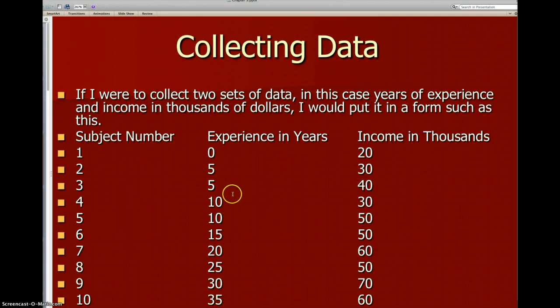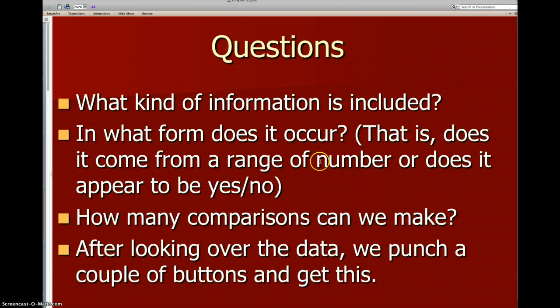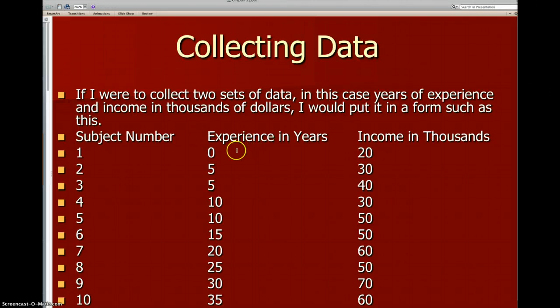Well, obviously we know how many people participated in this study, the number of years of experience each of those individuals have, and their income in thousands of dollars. We know that this is a range of years of experience, and this is a range of thousands of dollars. We could take things like the average years of experience and the average income in thousands.